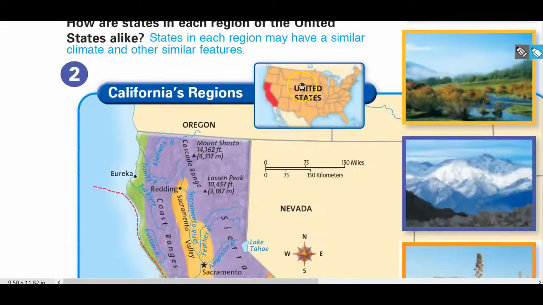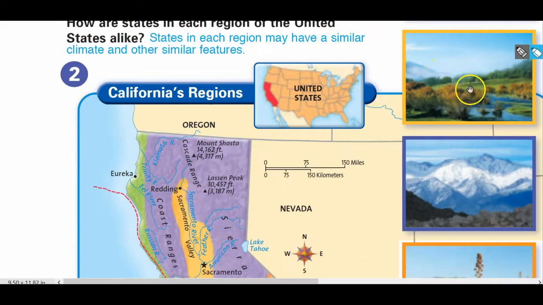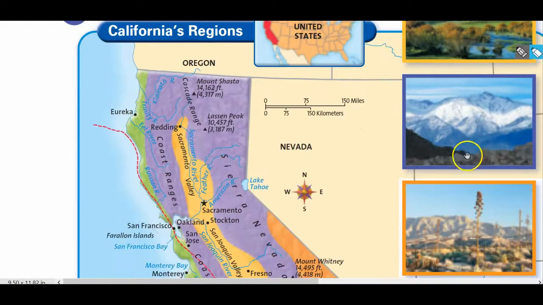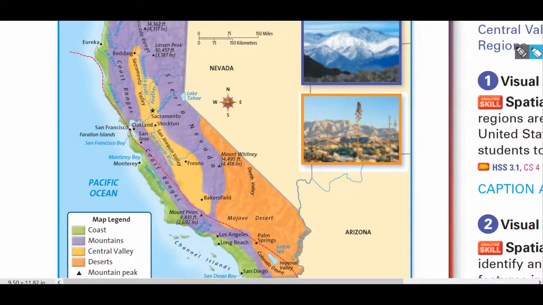Okay, so this right here, this is what the coast region will look like. This is the valley region. This is the mountain region. This is the desert region. Okay, let me minimize this so you can see.